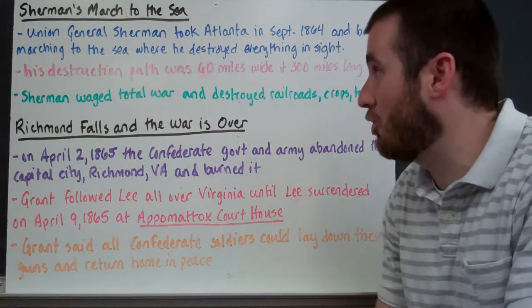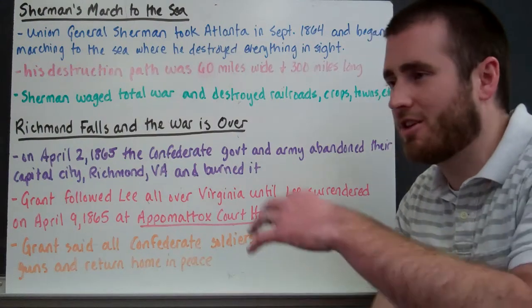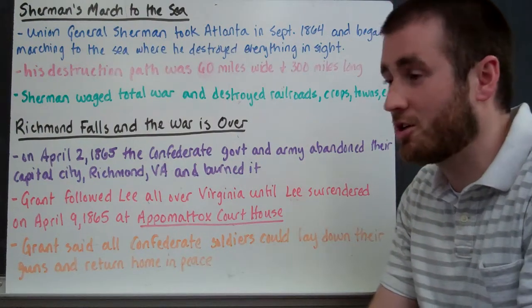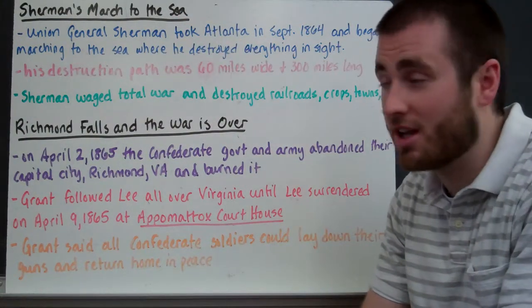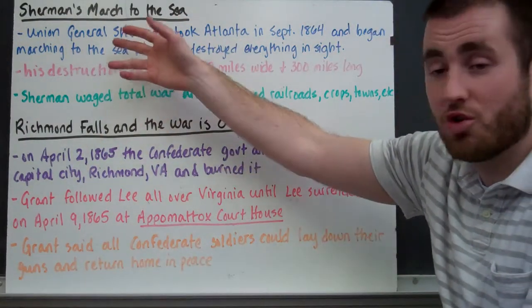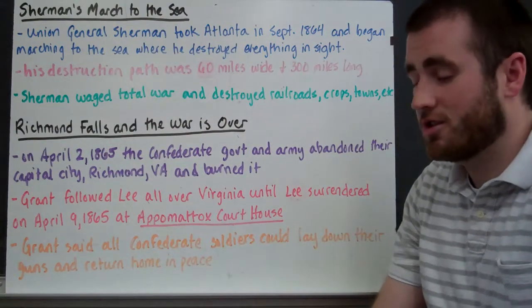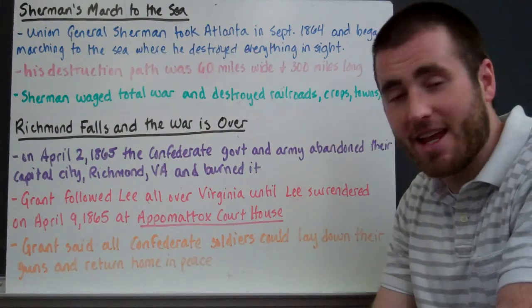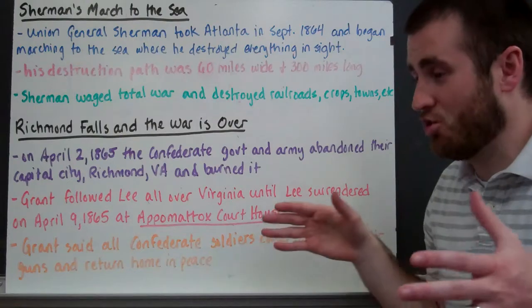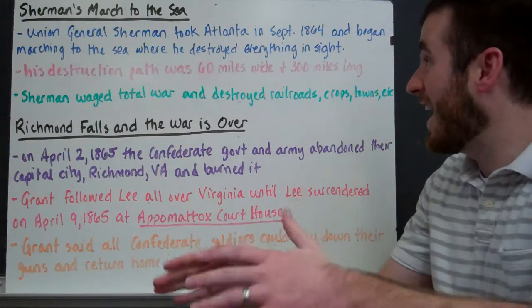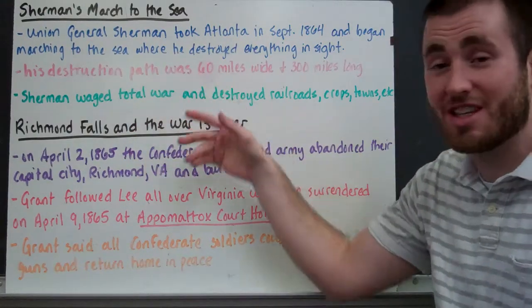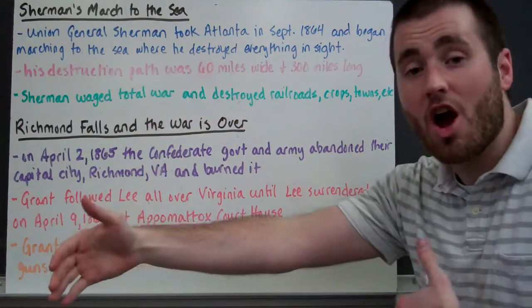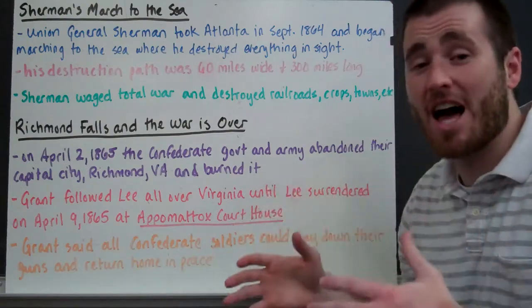So now we're getting close to the end of the Civil War, and obviously there are tons of other battles that happened that we haven't talked about that we'll talk about in class. But another thing that happened was Sherman's march to the sea. Union General Sherman took Atlanta from the South. He was able to take Atlanta and hold it, and he basically just decided he was going to march directly to the sea, and he destroyed everything in his sights. His destruction path was 60 miles wide and 300 miles long. I mean, that is a lot of destruction.